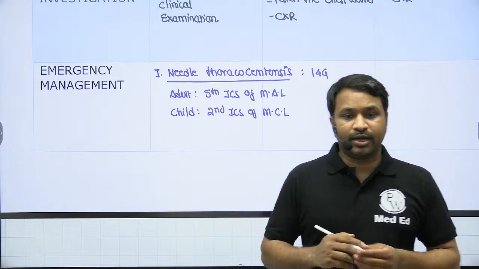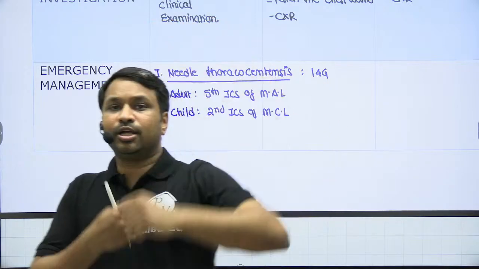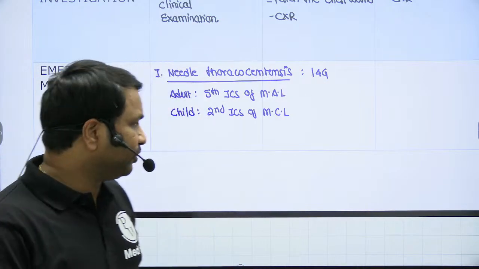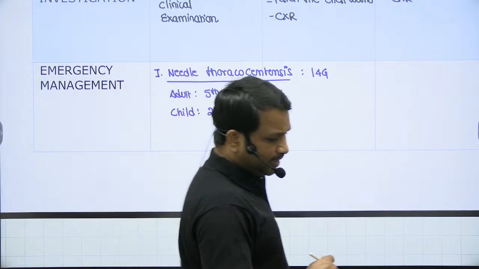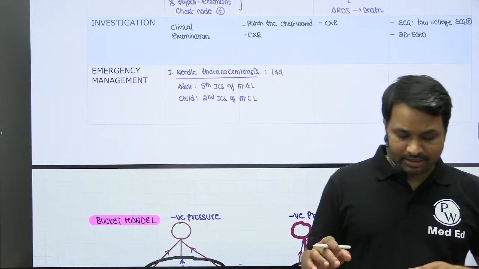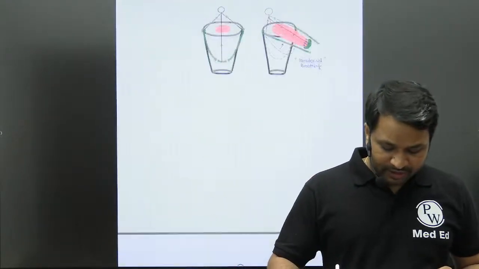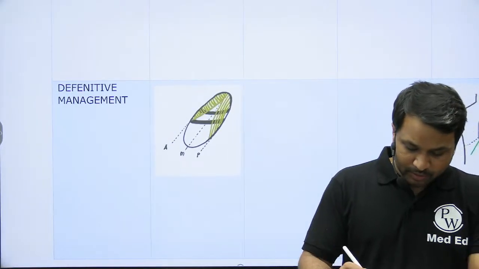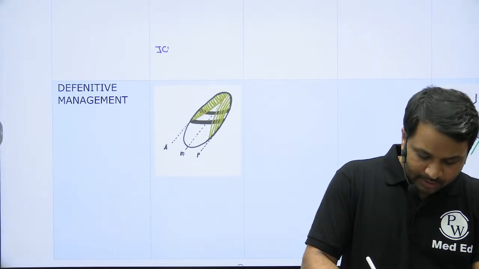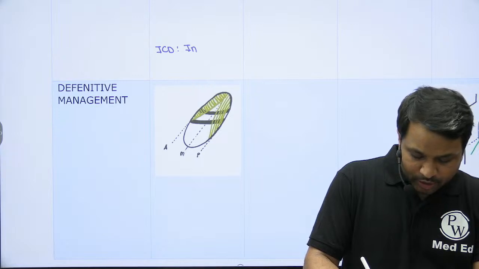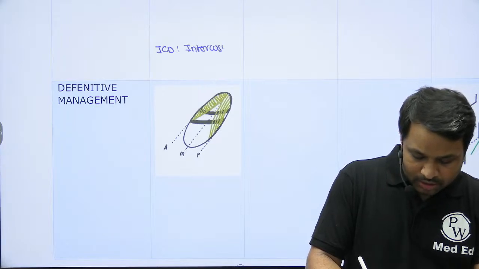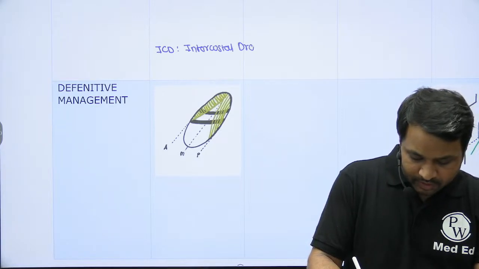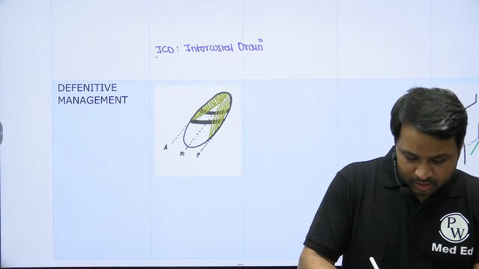So in an adult, I will put in the mid-axillary line. In a child, I will put in the mid-clavicular line so that the air can be vented out. That is on an emergency basis. But if you ask what is the definitive line of management, I would like to go ahead with ICD placement. ICD is the intercostal drain.